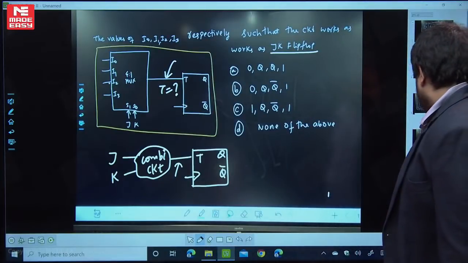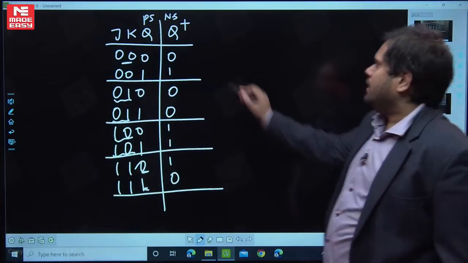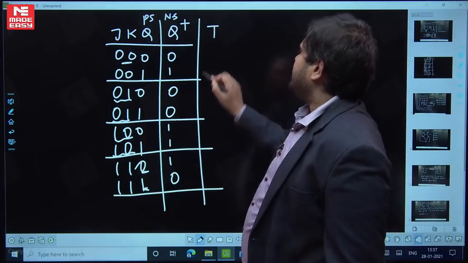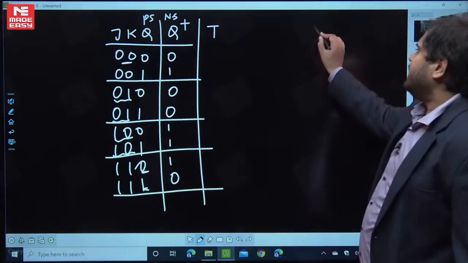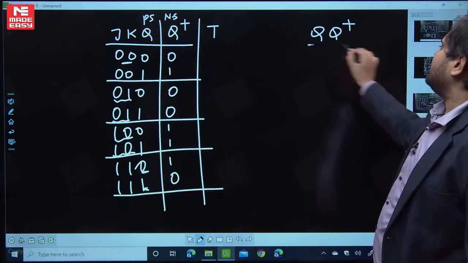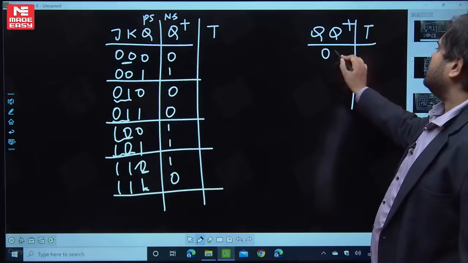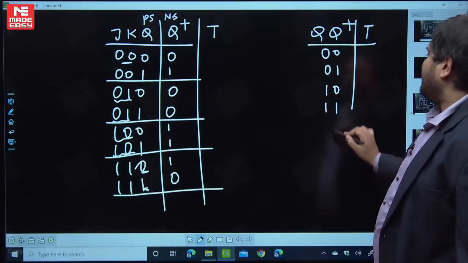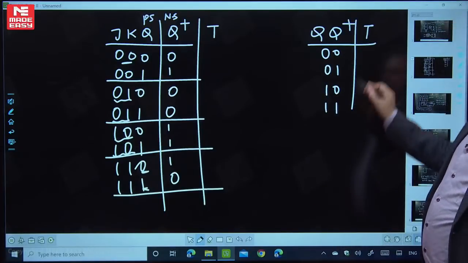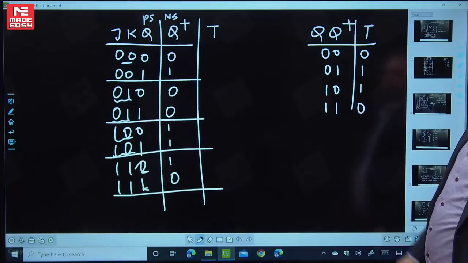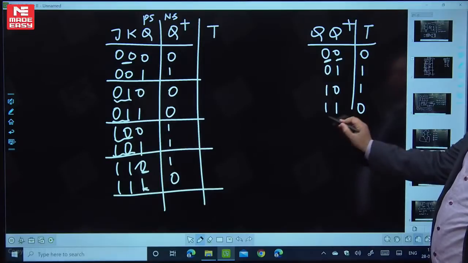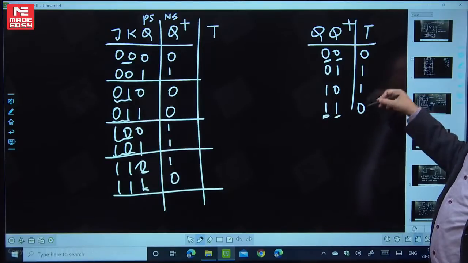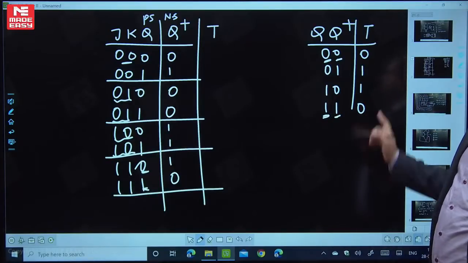So let's find the T value. How will you find it? You have present state and next state. Use the excitation table. If you remember the excitation table of a T flip-flop, Q and Q plus: 0 0 gives 0, 0 1 gives 1, 1 0 gives 1, 1 1 gives 0. This is the excitation table because when present and next state are the same, it will be 0. Remaining cases are the toggle condition. This is the excitation table of the T flip-flop.